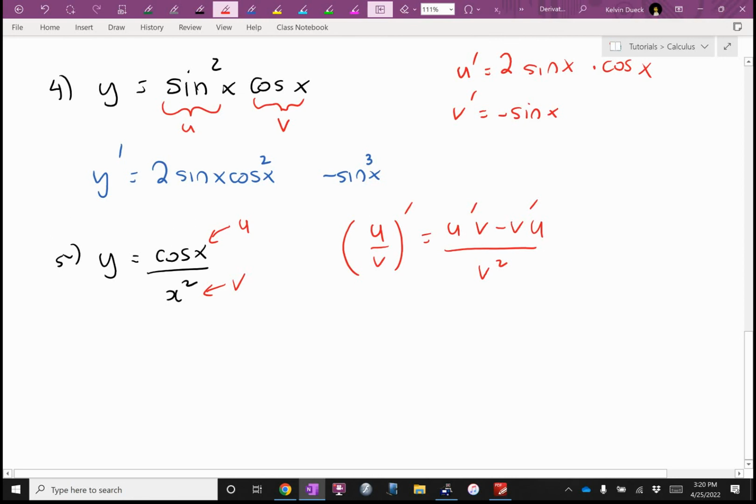Any of you getting 100% in calculus right now? If you're not getting 100%, don't try and do these in your head. Write out your steps. I know what v is, x squared. I know what u is, cos x. What's u prime? What's the derivative of cos? What's v prime?